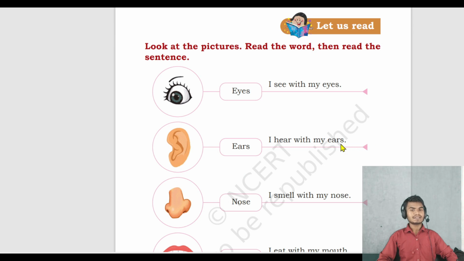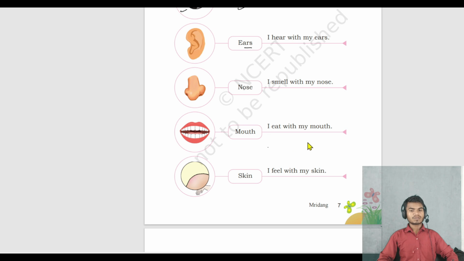Let us read. Look at the pictures, read the word, then read the sentence. Okay, look at the picture, read the word eyes, and then read the sentence. I see with my eyes. Ears. I hear with my ears. Nose. I smell with my nose. Mouth. I eat with my mouth. Skin. I feel with my skin.